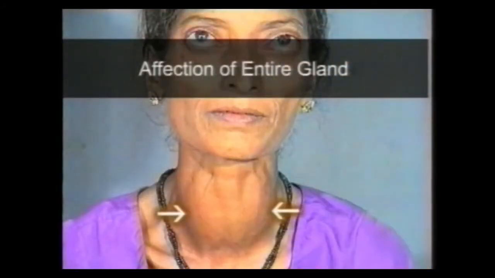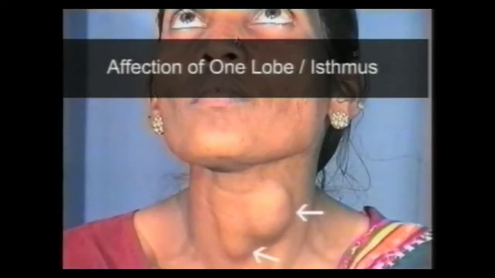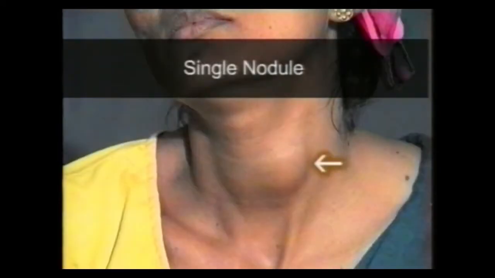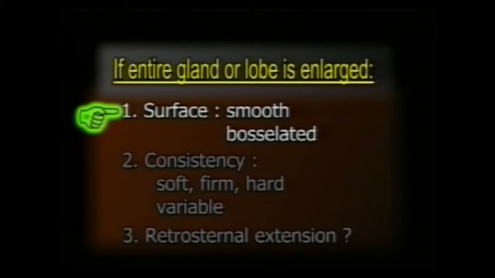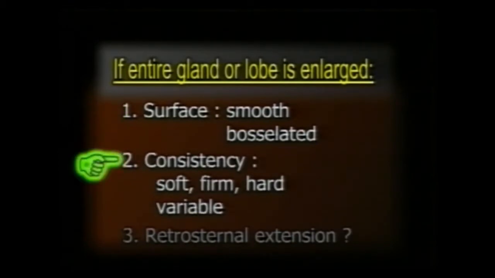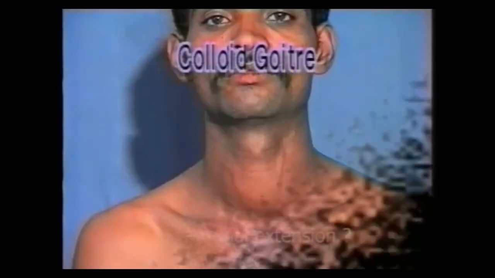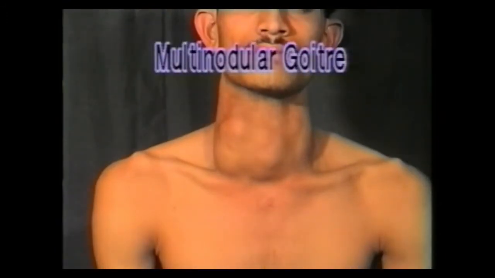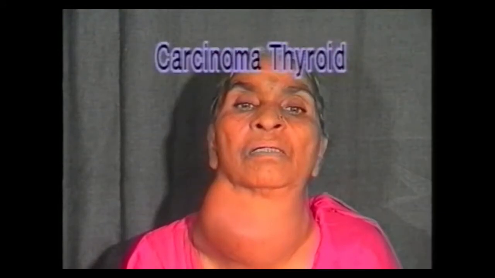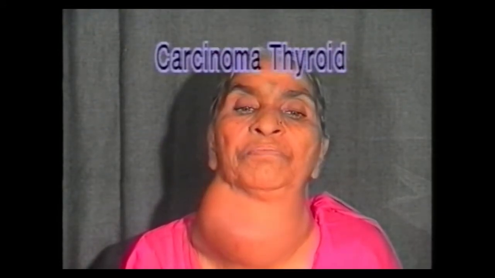During palpation, first you should determine whether the entire thyroid gland is enlarged, or is it an affection of only one lobe, or is it a single nodule. If an entire gland or an entire lobe is palpable, note its surface, whether it is smooth or bosselated, and its consistency, whether it is uniform or variable, soft, firm, or hard. Colloid goiters are soft, multinodular goiters are firm, and carcinoma and Riedel's thyroiditis are hard to feel.